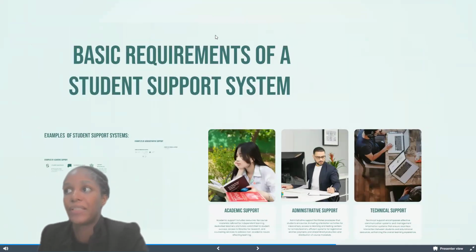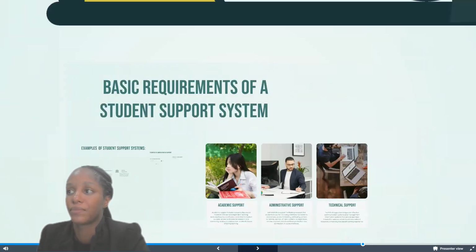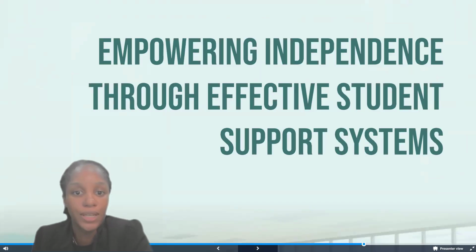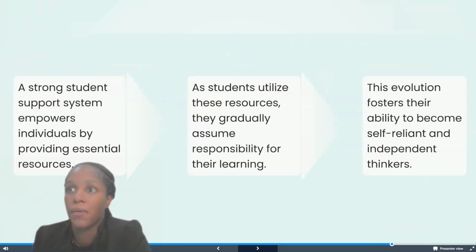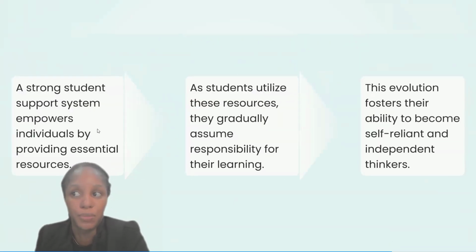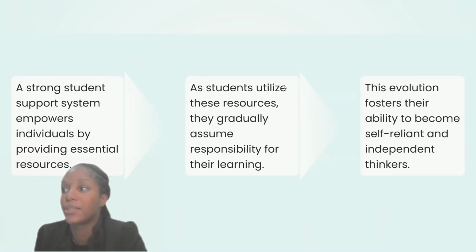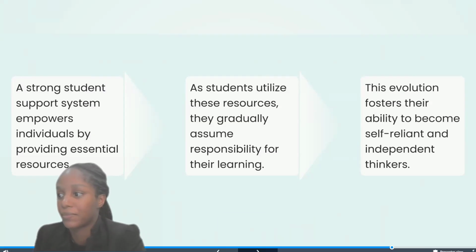As a summary again, the three basic requirements of the student support system would be the academic support, administrative support, and technical support. Now, it is important that we empower independent, effective student support systems, which is the key goal, because a strong student support system empowers individuals by providing essential resources. As students utilize these resources, they gradually assume responsibility for their learning. This evolution fosters their ability to become self-reliant and independent thinkers, which again is a key indicator or a key goal of the student support system in the first place.